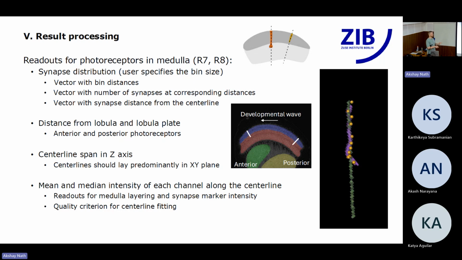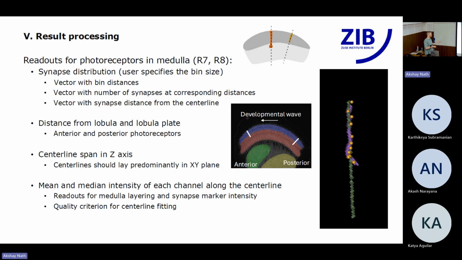And we know that there is a developmental wave of these photoreceptors. So the photoreceptors that are in the back, the posterior photoreceptors, develop faster than the anterior ones. So by calculating the distance, we can figure out for each photoreceptor, when compared to the other photoreceptors, when this photoreceptor actually formed. In this case, we would have a smaller distance to the lobula and a higher one to the lobula plate. And here would be exactly the opposite. So in this case, we would know that this one developed before this one.